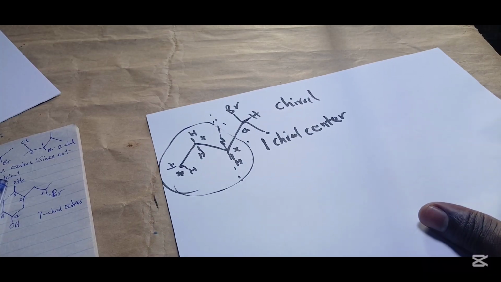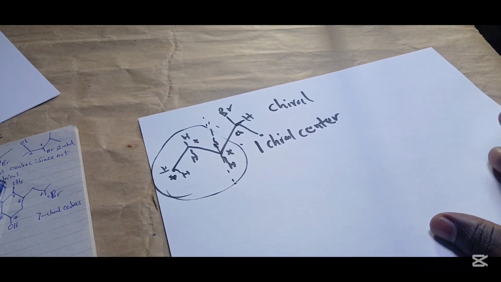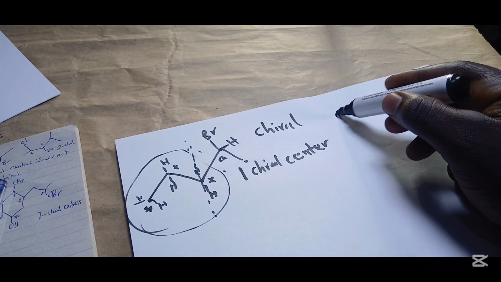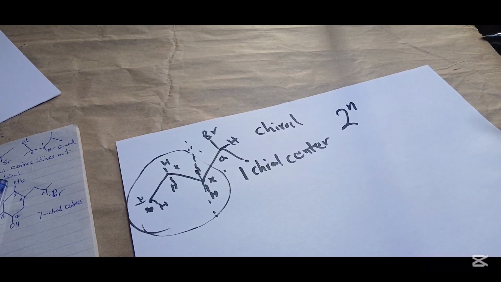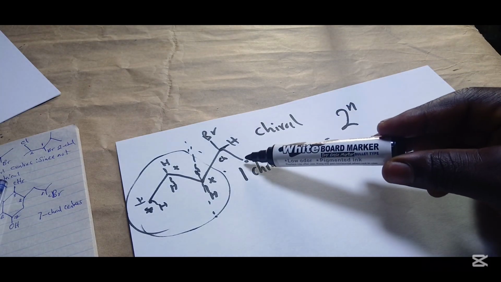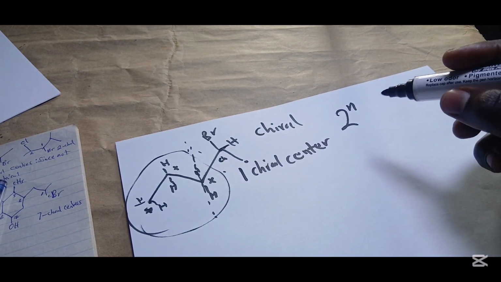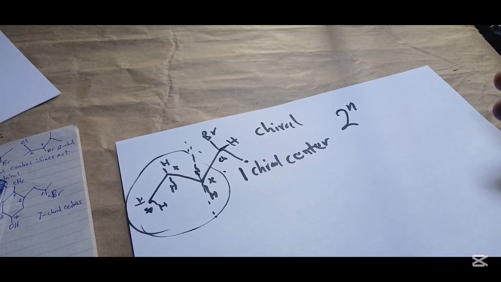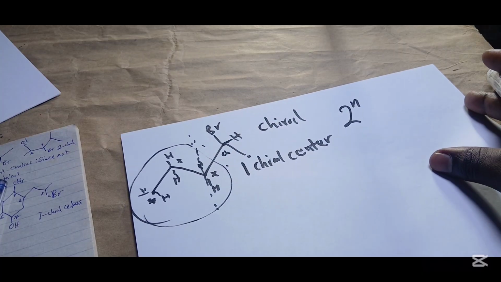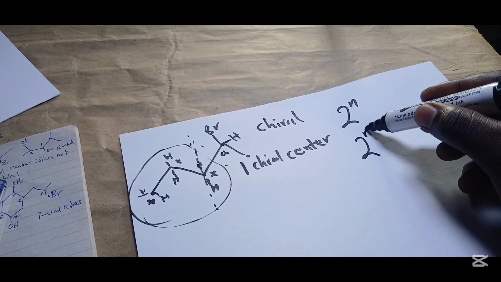The next thing you need to know is the maximum number of stereoisomers. To determine the maximum number of stereoisomers, the formula to use is 2 to the power n, where n is the number of chiral centers in the molecule. So looking at this molecule, for instance, we have 1 chiral center, right? So the maximum potential number of stereoisomers would be equal to 2 to the power n.